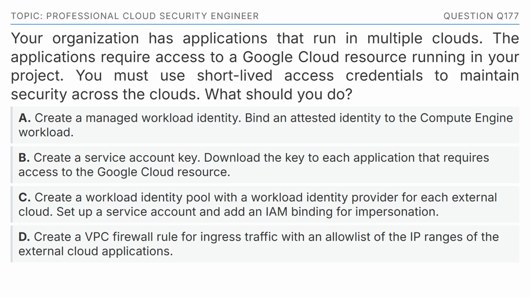Option A. Create a managed workload identity. Bind an attested identity to the compute engine workload. Option B. Create a service account key. Download the key to each application that requires access to the Google Cloud resource. Option C. Create a workload identity pool with a workload identity provider for each external cloud. Set up a service account and add an IAM binding for impersonation. Option D. Create a VPC firewall rule for ingress traffic with an allow list of the IP ranges of the external cloud applications.